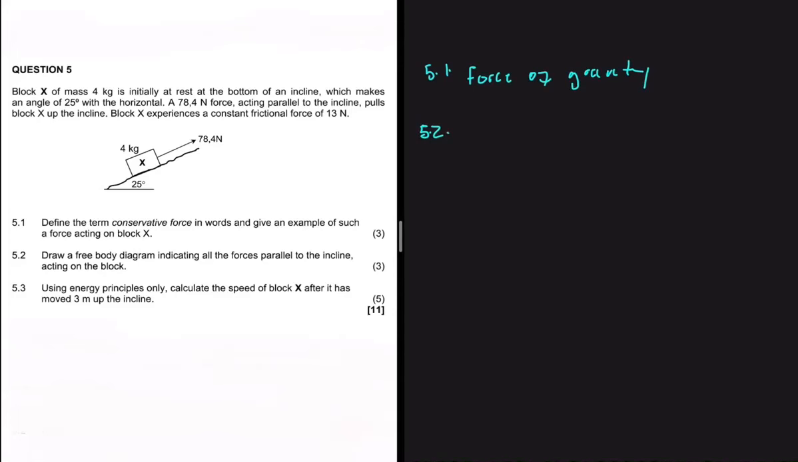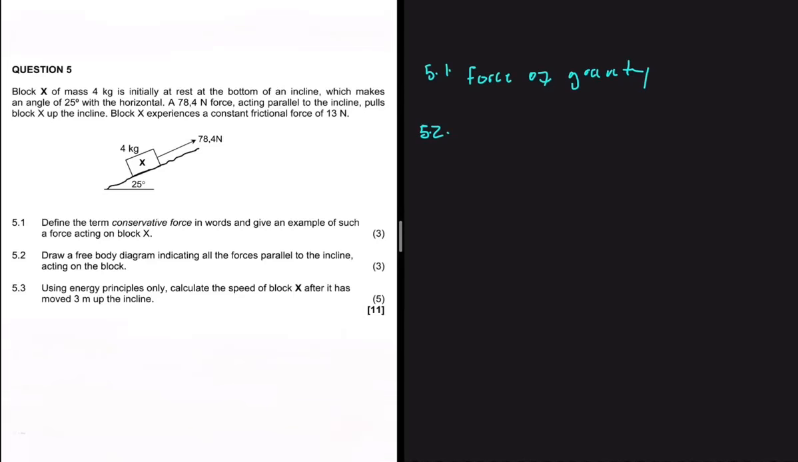5.2 is saying let's draw a free body diagram indicating all the forces parallel to the incline on the block. So let's go through our statement so that we can see what is happening. We have block X of mass 4 kg, which is initially at the bottom of an incline, which makes an angle of 25 degrees with the horizontal. A 78.4 newton force acting parallel to the incline pulls block X up the incline. Block X experiences a constant frictional force of 13 newtons.